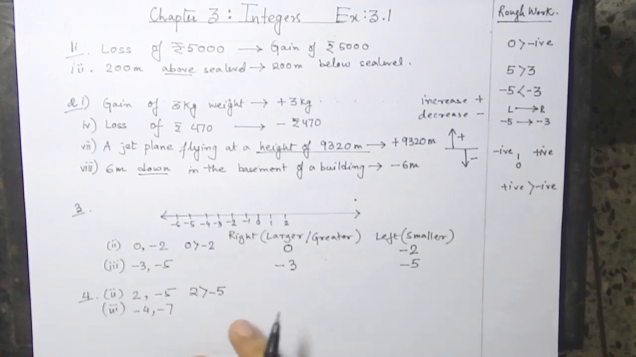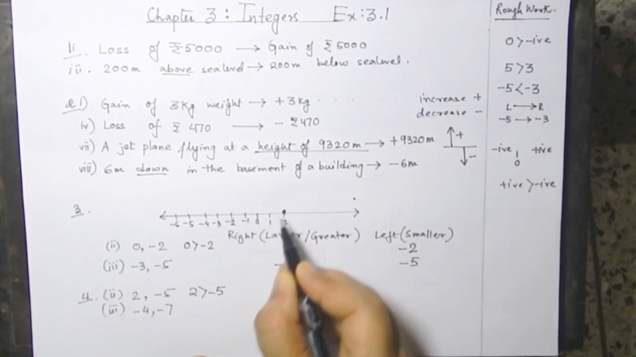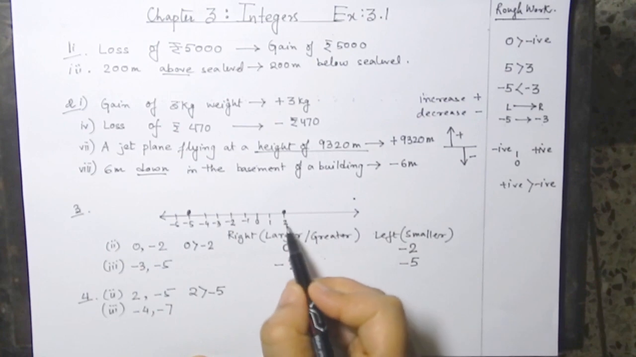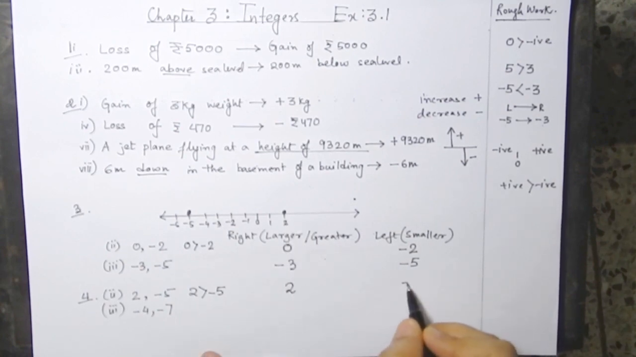So the greater number will be on the right hand side. This is the right hand side. So see, this is 2 and this is minus 5. This is on the right hand side. So 2 is on the right hand side and minus 5 is on the left hand side.